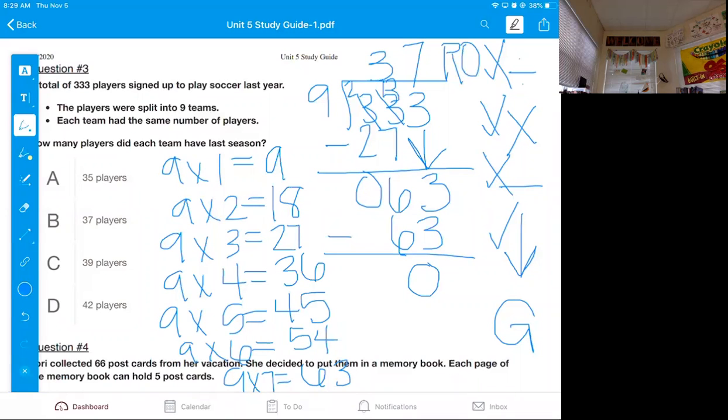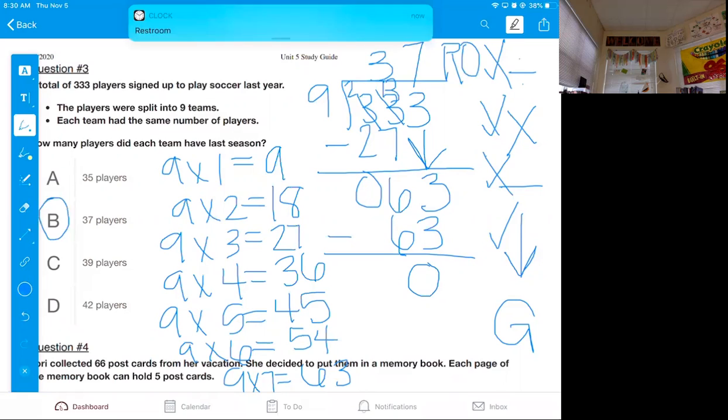Okay. So looking at my answer choices, would that be A, B, C, or D, everybody? B. Yes.